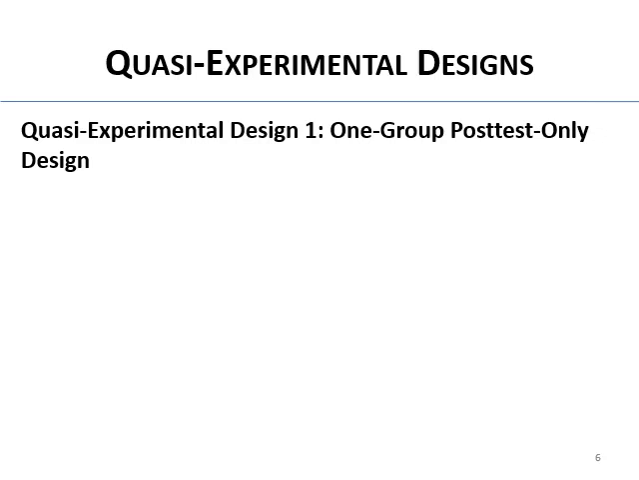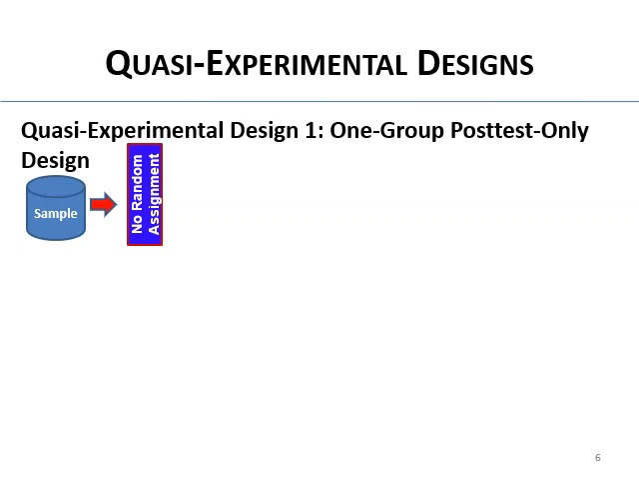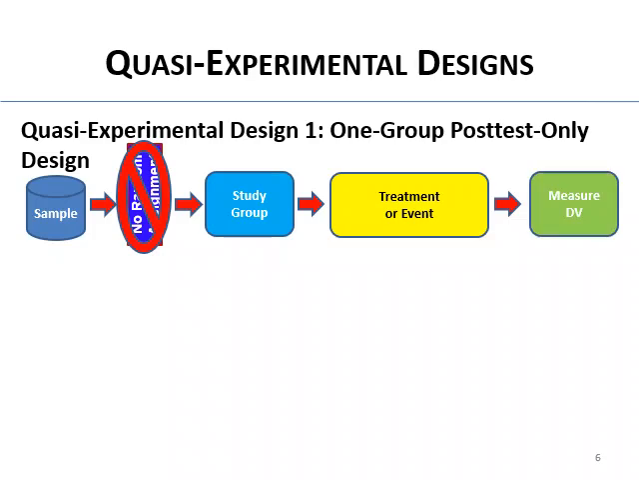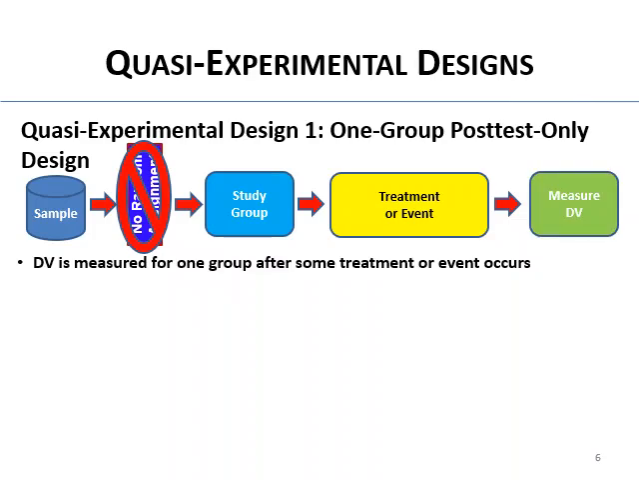So let's talk about the first one. The first one is a one group post-test only design. So you start the sample, somehow you get a sample, and from that sample, you do not randomly assign them, and they become your study group, that whole sample. And you expose them to some sort of treatment or event, and you measure the outcome, right? So the DV is measured for one group after some sort of treatment or event occurs.